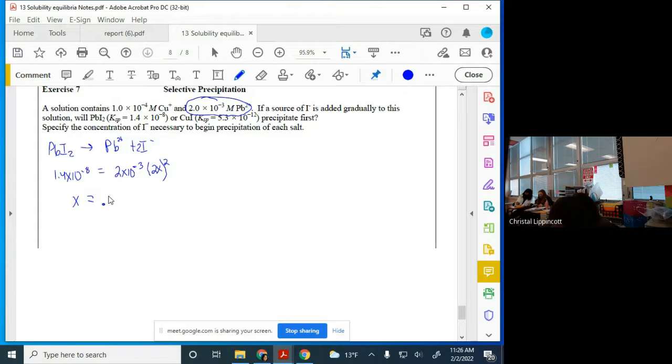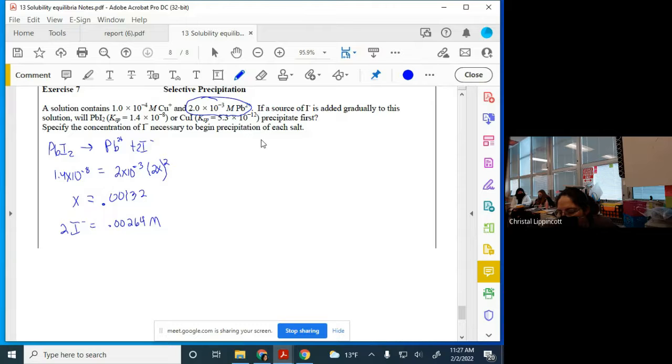So this X ends up being 0.00132. So for the I, we would need 2 times that, which would be 0.00264 molar. That's the concentration of I needed to precipitate. If you're using this, they're asking you which salt would make it precipitate first.